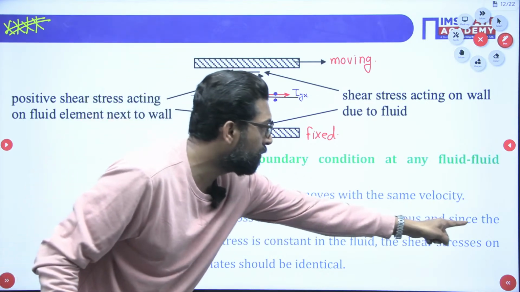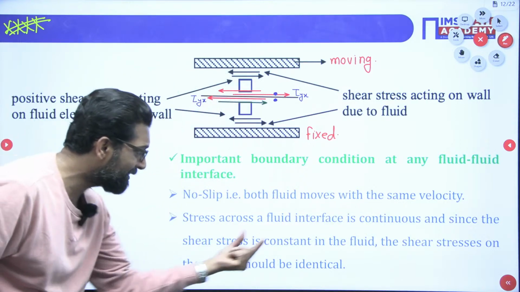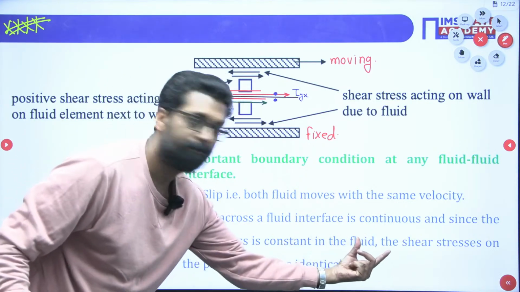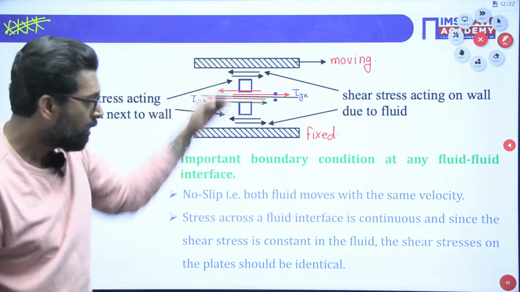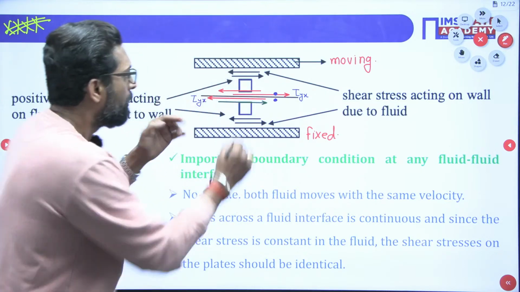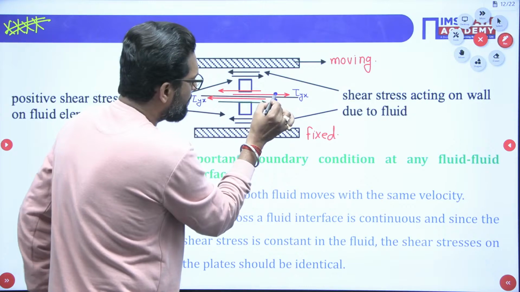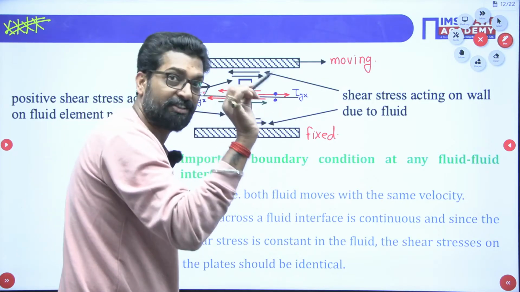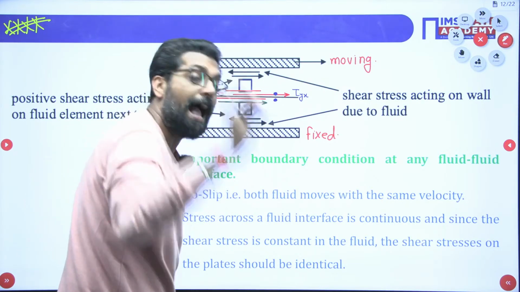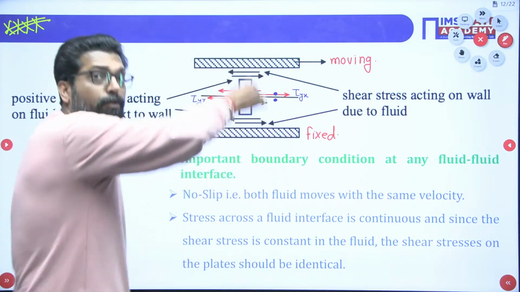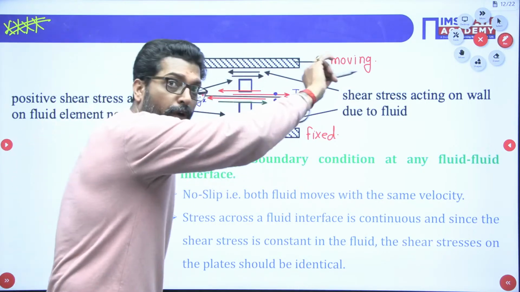These are continuous, and since the shear stress is a constant in the fluid, yes. Why? Because this is a Couette motion. So shear stress is constant. Yes. At the interface, the shear stress is continuous. There is no discontinuity, and we know that shear stress is a constant value in the Couette flow.